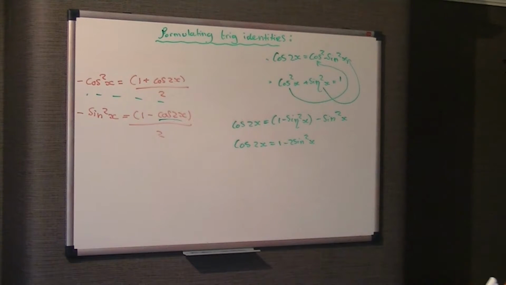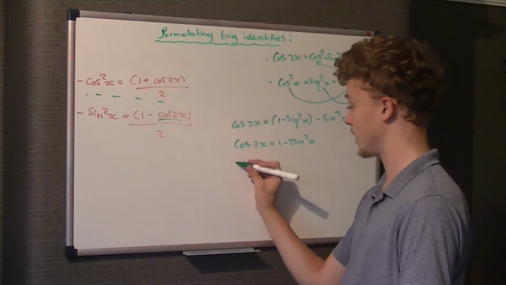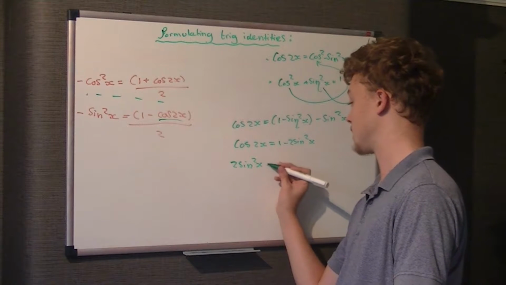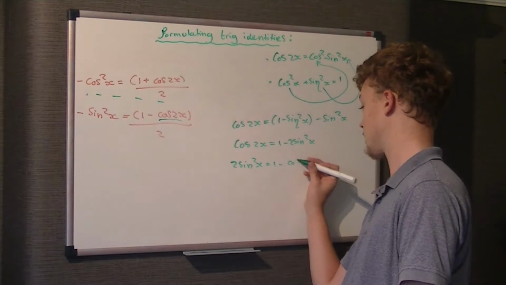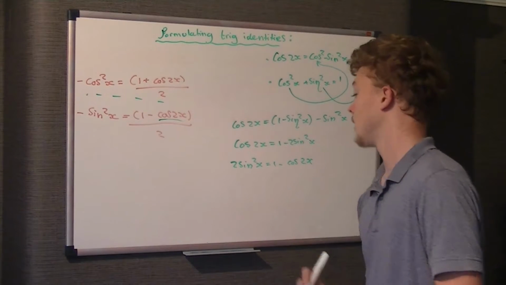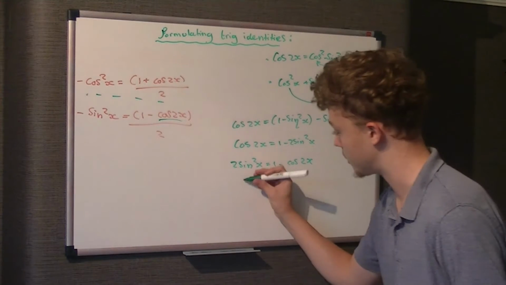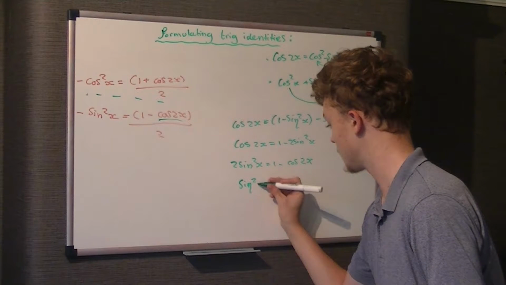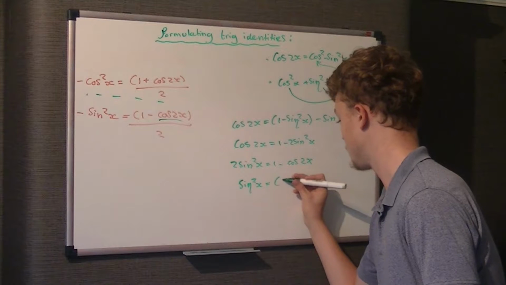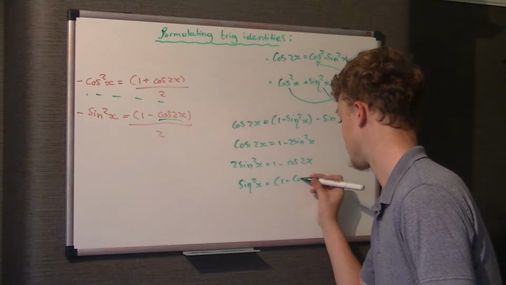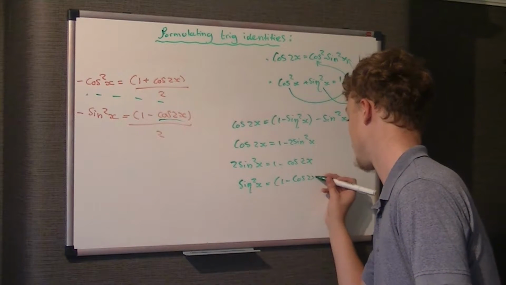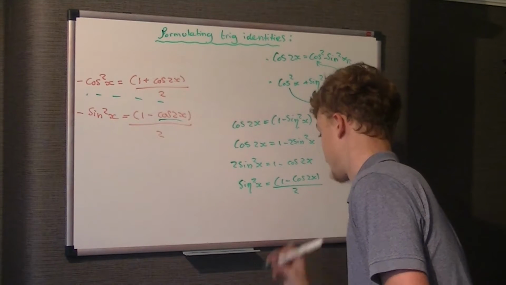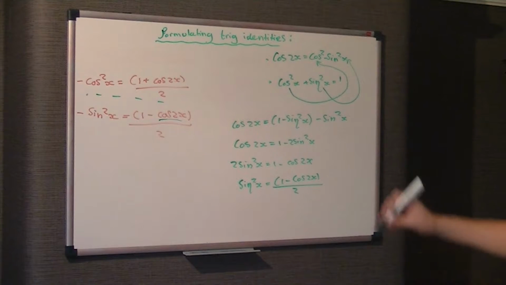Move the add 2 sin squared x to both sides and take your cos 2x off both sides: 2 sin squared x equals 1 take cos 2x. And then simplify it down, divide both sides by 2. So sin squared x equals, you can either do half times 1 take cos 2x, or you could do what I'm going to do, which is 1 take cos 2x over 2. Okay, so that's how we get that one.